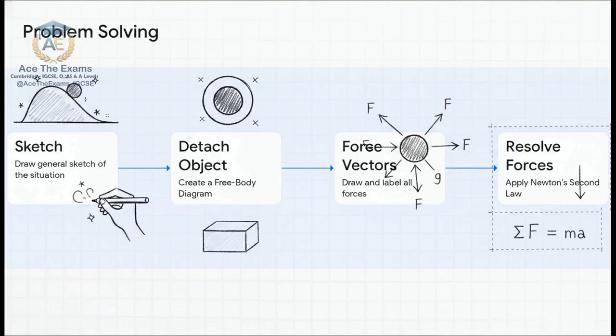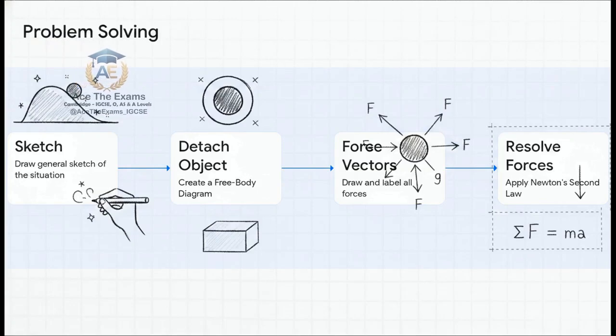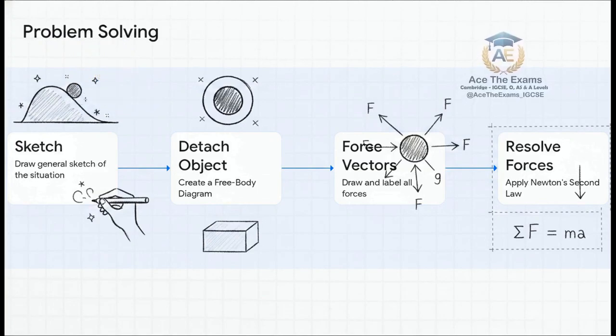Step 1, you just draw a quick, general sketch of what's happening. Step 2, you mentally detach the object of interest from its surroundings. This is what we call your free body diagram. Step 3, draw and carefully label all the known and unknown force vectors acting on that specific object. And step 4, resolve those vectors into perpendicular components so you can easily apply Newton's second law. Let's actually see this in action.